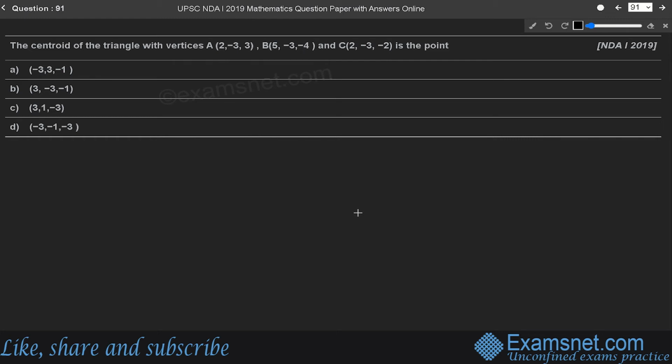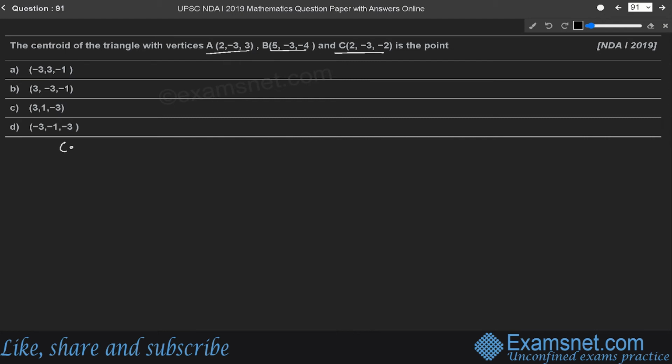Next question is, the centroid of the triangle with vertices A (2, -3, 3), B (5, -3, -4), and C (2, -3, -2) is the point. We have to find the point for the centroid. The vertices are given, which is A, B and C.